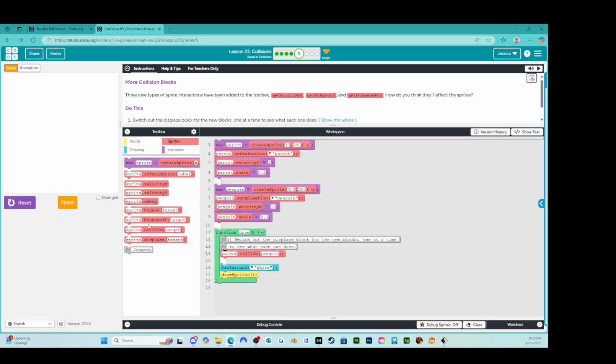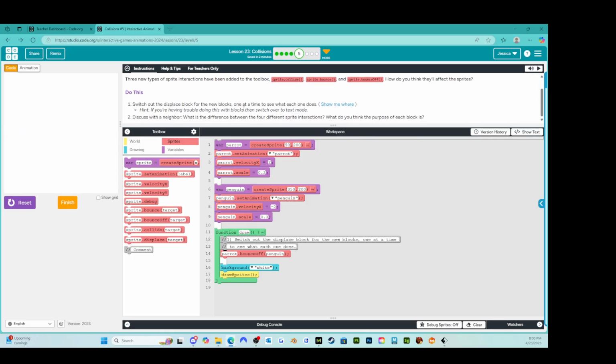Okay, so next is going to be the bounce. So we're going to say parrot bounces off of the penguin. Oh, wow. That's fun. All right, and last but not least, we have bounce off. So the parrot is going to bounce off of the penguin. Oh, there he goes. All right, so that's all we had to do for level 5.